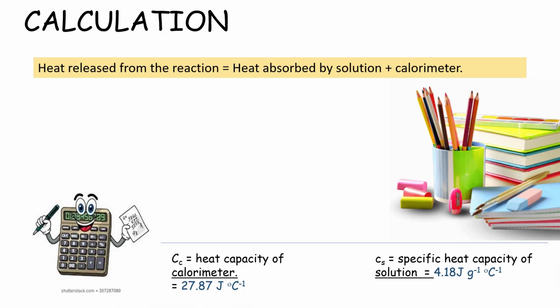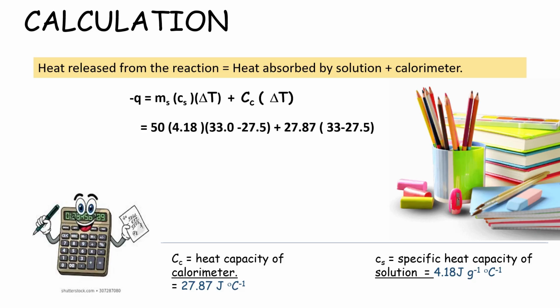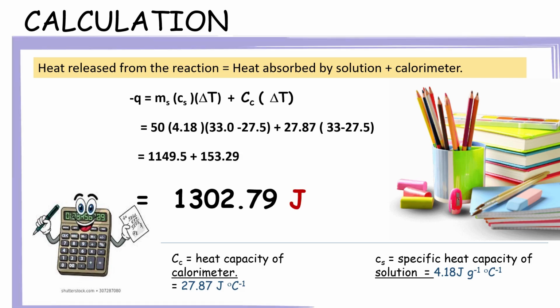Heat released from the reaction is equal to heat absorbed by solution and calorimeter. Q is equal to mass of solution times specific heat capacity of the solution times delta T, plus heat capacity of the calorimeter times delta T. Substitute all the values and you get Q is equal to 1302.79 joule.